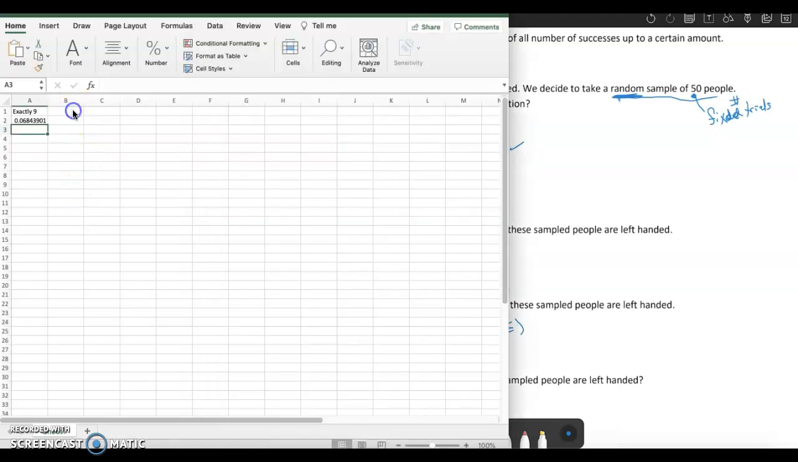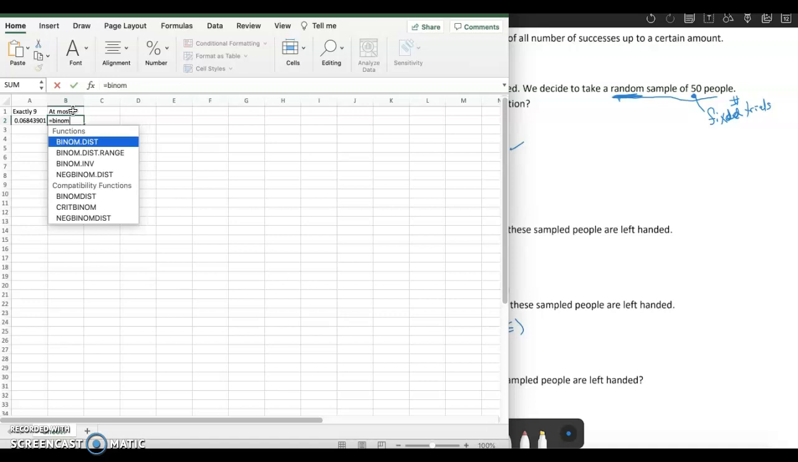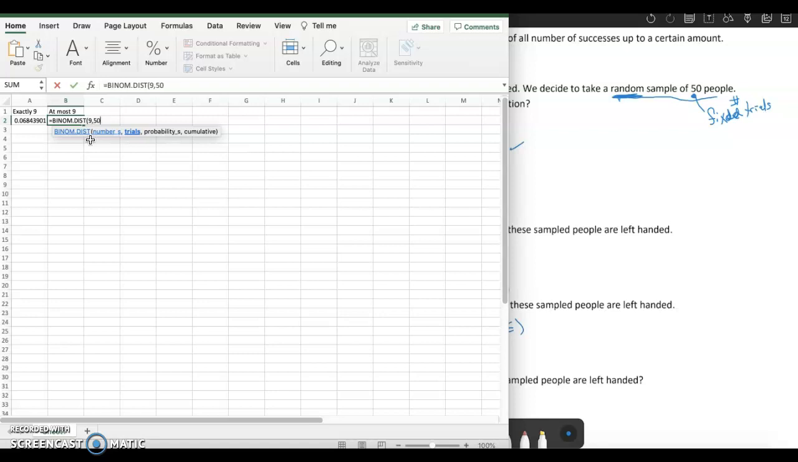So for at most 9, I type in exactly the same. Except I just changed that very last value. So 9 out of 50, 0.12, true. Make sure you spell it correctly. I'm having trouble typing right now.